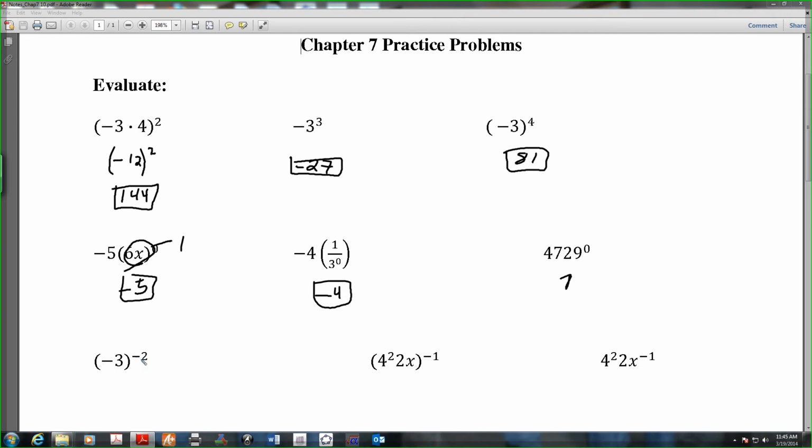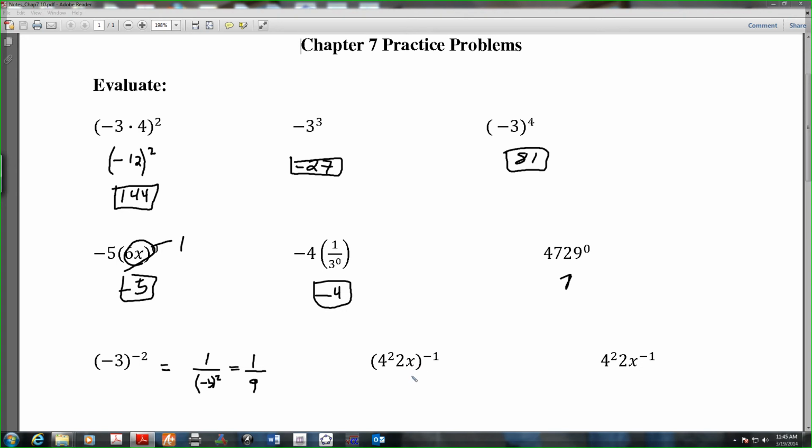Here I have negative 3 to the power of negative 2. We're going to use the negative exponent property, so this is going to be 1 over negative 3 squared, which is 1 over 9.